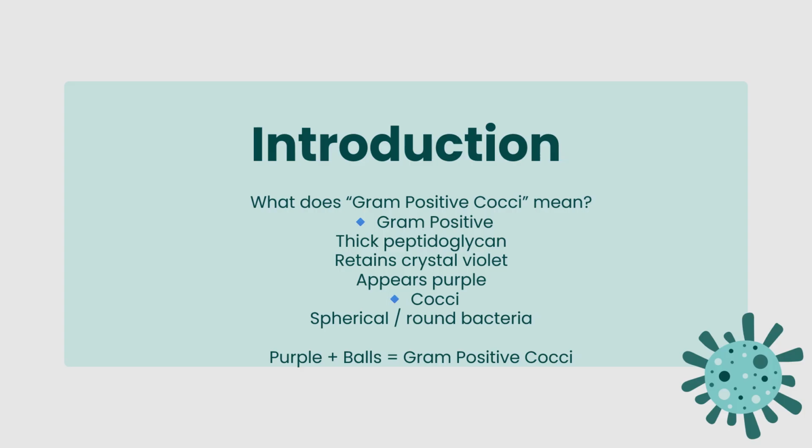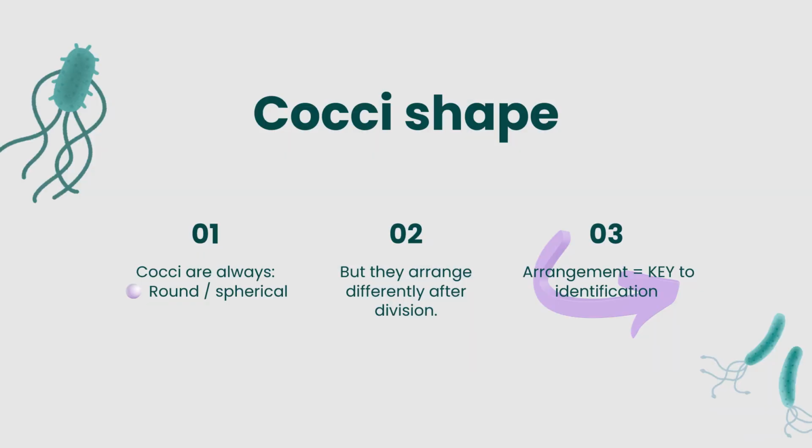Now you understand this word cocci. Cocci means spherical or round. So gram-positive on the basis of gram staining, and cocci because they are round-shaped bacteria. We call them gram-positive cocci. So they will basically appear as purple-colored balls under a microscope. Cocci are always round and spherical in shape.